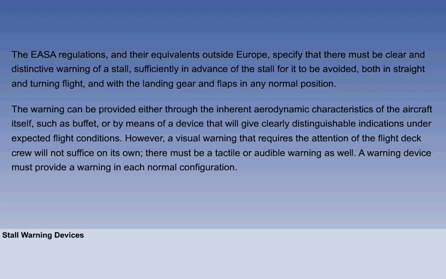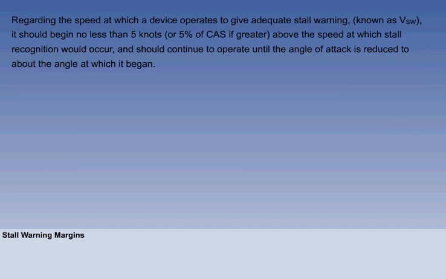There must be a tactile or audible warning as well. A warning device must provide a warning in each normal configuration. Regarding the speed at which a device operates to give adequate stall warning, known as VSW, it should begin no less than 5 knots, or 5% of CAS if greater, above the speed at which stall recognition would occur, and should continue to operate until the angle of attack is reduced to about the angle at which it began.